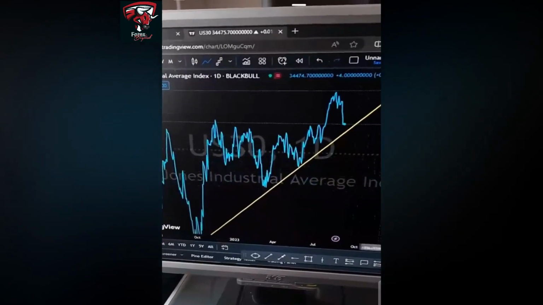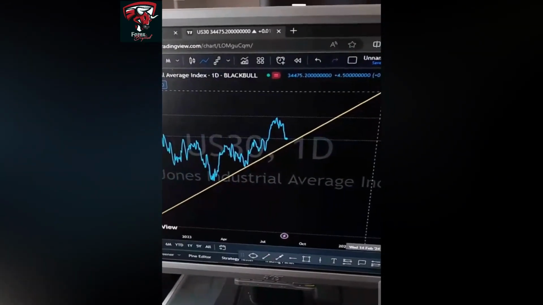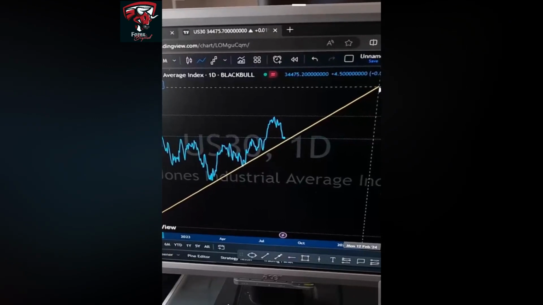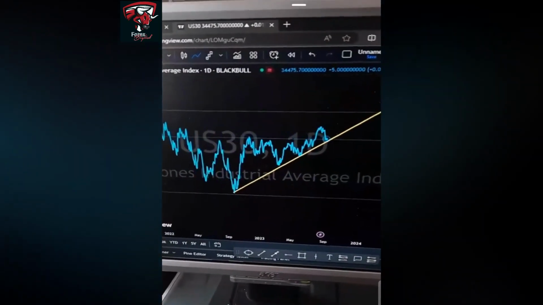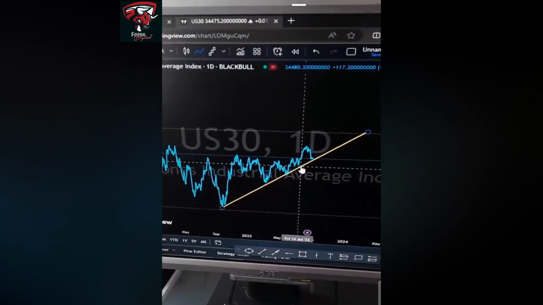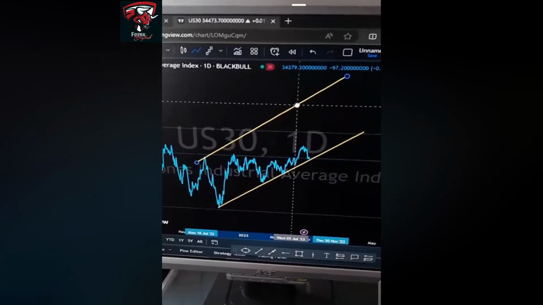I love line charts, guys. It's the best chart ever for me. Let me make it accurate. I want these lines to be accurate. So we have our major support right there. And I always say if you have a major support, have a major resistance as well. That way we form a channel.